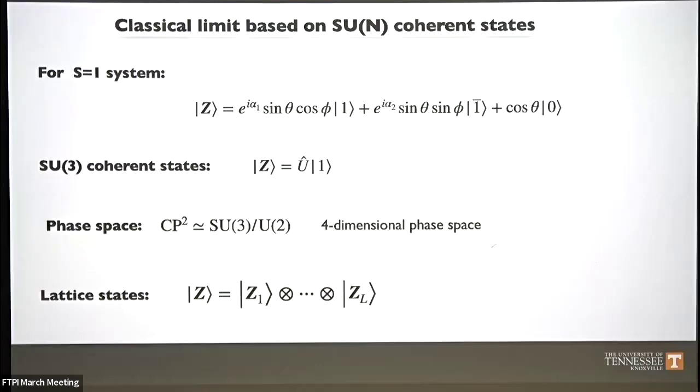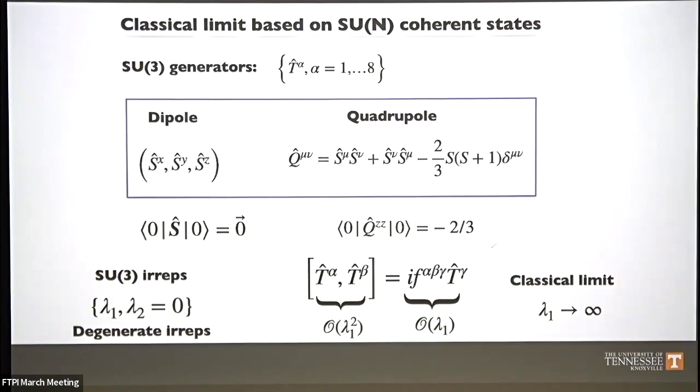And now, of course, there is a subgroup of these unitaries that will leave the state invariant up to a phase. That's the so-called isotropy group, in this case U2. So the space of coherent states is CP2, which is essentially C3 divided by U2. And now we can, once again, follow the same procedure to derive an alternative classical limit of this spin one system. But the difference is that because I'm using SU3, I now need to use not only the three components, Sx, Sy, and Sz, but also the other five generators of SU3, the ones that you construct with the traceless symmetric tensor of the spin operators.